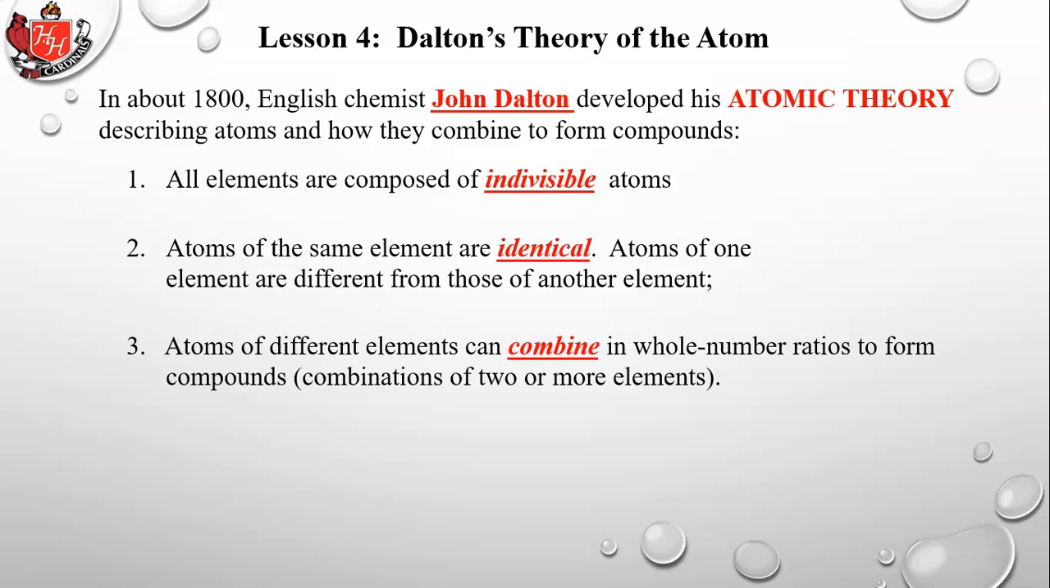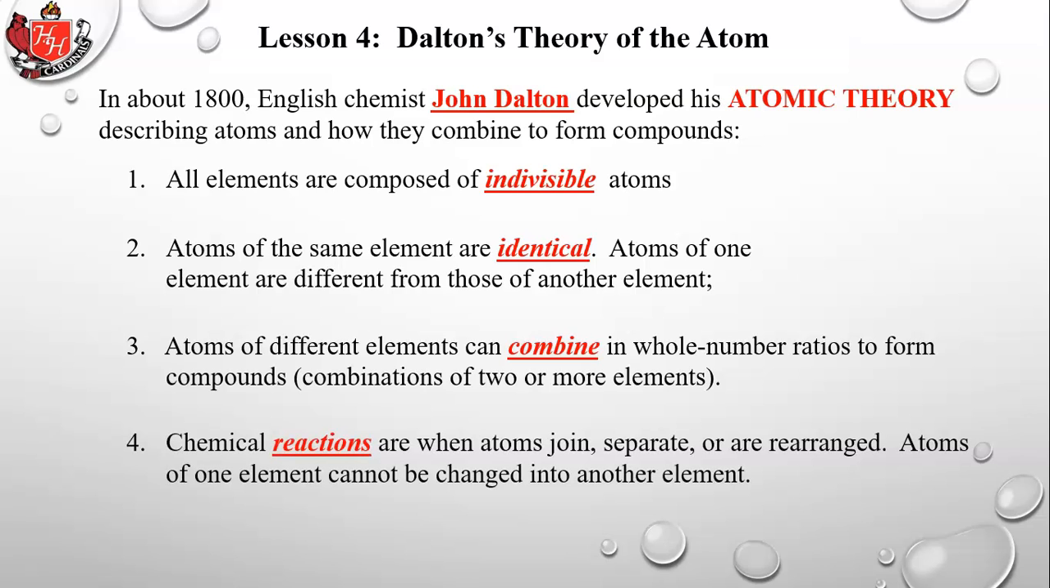3. Atoms of different elements can combine in whole number ratios. That means 1, 2, 3, 4, not 1.5, 2 3/4, or anything like that. In whole number ratios to form compounds. Compounds are combinations of two or more elements. And 4, chemical reactions are when atoms join, separate, or are rearranged. Atoms of one element cannot be changed into another element.